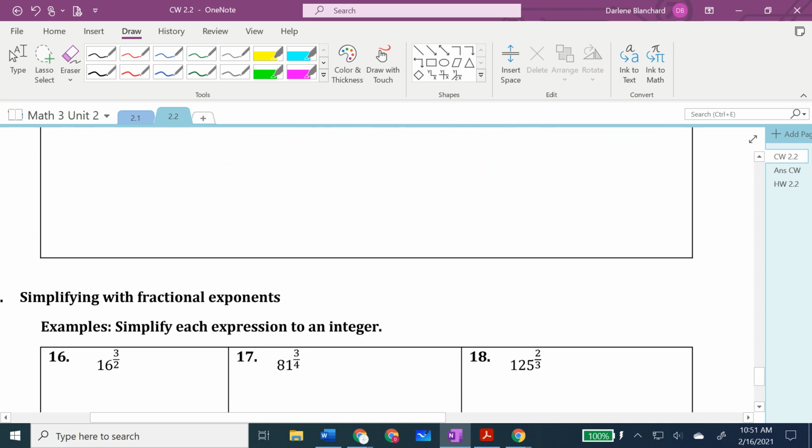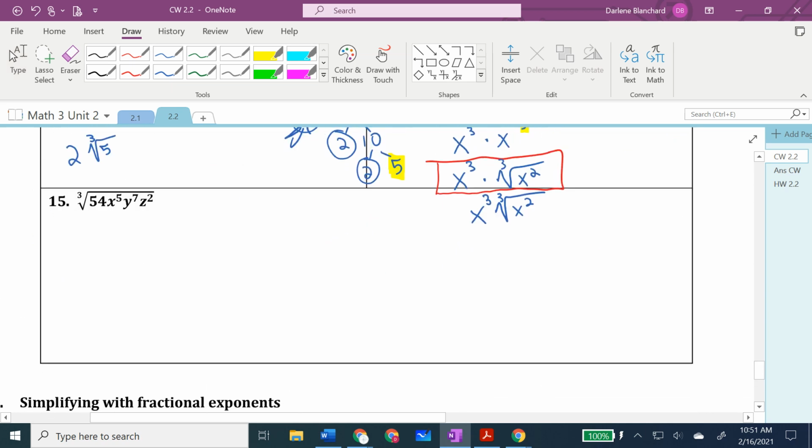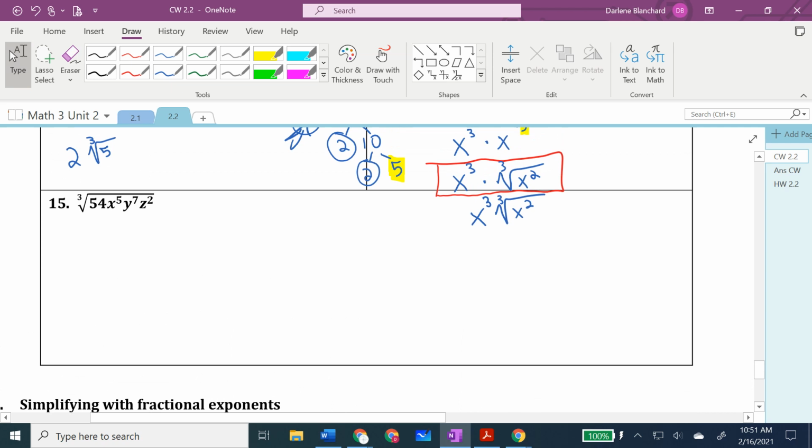I've got one more to go, and then simplifying with fractional exponents. And if you need to leave for lunch, you can, and you can finish watching the video later. I'm going to break this up between the number and then each individual variable. I'm going to actually start with the variables this time.